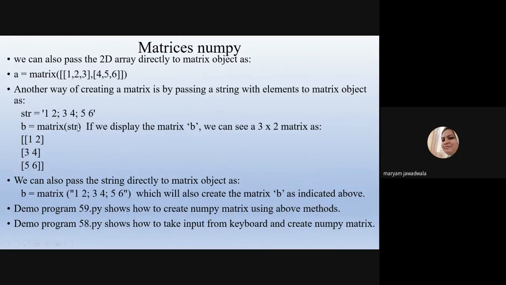So this is similar to this one, b is equal to matrix str. Instead of str, I am passing the entire string over here. The system will create the output in this way only: 1, 2, 3, 4, and 5, 6, right?